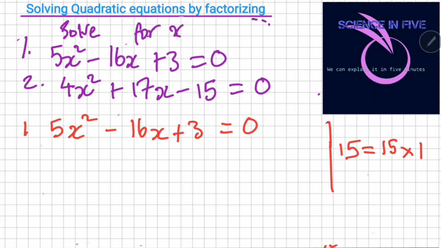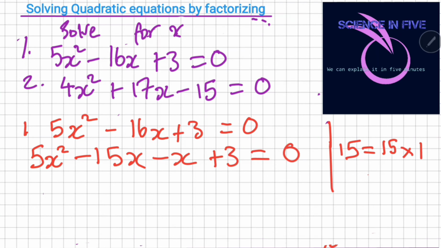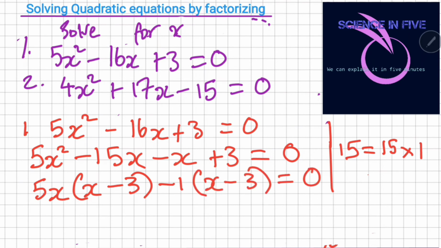So by expanding the middle term, I have 5x squared minus 15x minus x plus 3 equal to 0. Factorizing by taking out a common factor, the 5x remains with x, we're going to have x minus 3 there. To remain with x minus 3 here, we take out a negative 1, and then we have x minus 3 equal to 0.